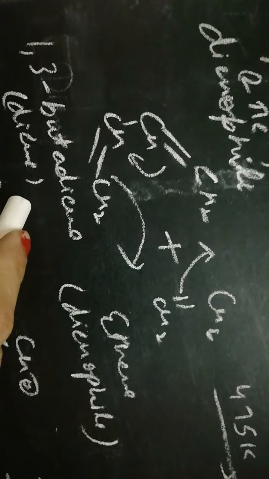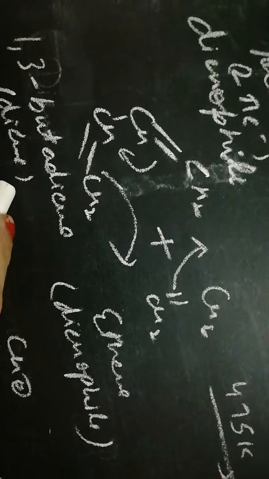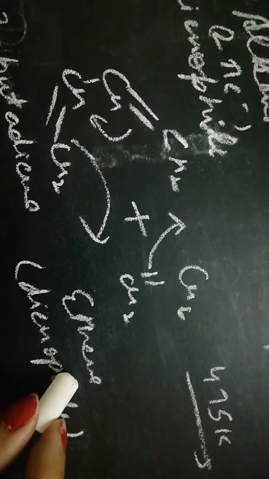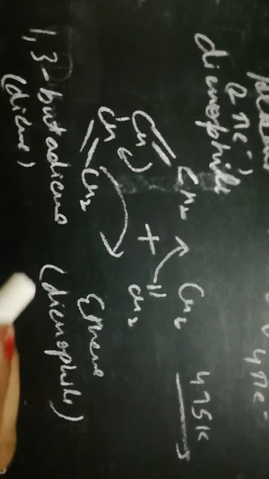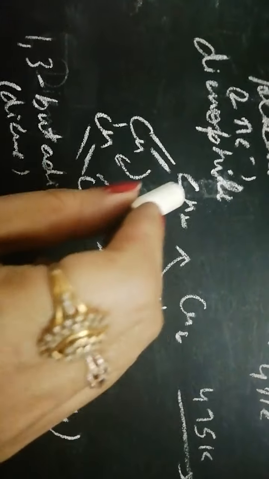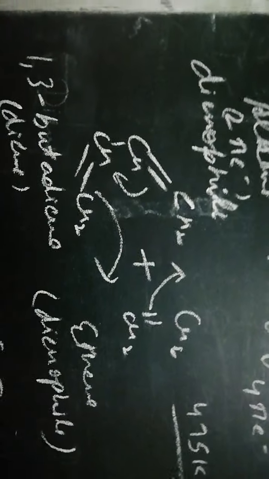1,3-butadiene. This is our diene system having 4pi electrons. It reacts with ethene, that is a 2pi electron system. This is our dienophile, at 475 Kelvin, and the double bonds will move. This double bond will move here, and these two carbons will form the bond. This double bond will move here, and this double bond will move this side, and we will get cyclohexene.